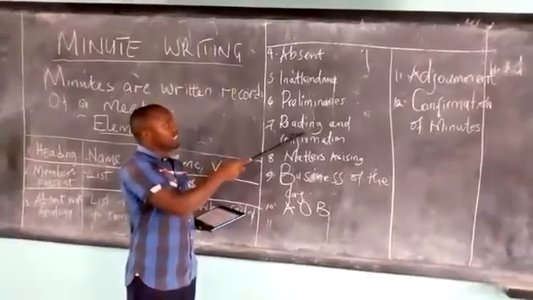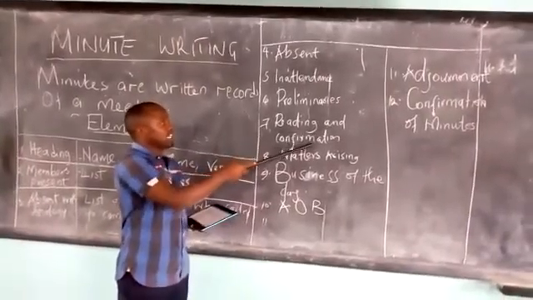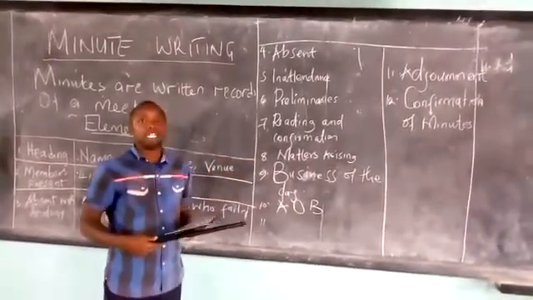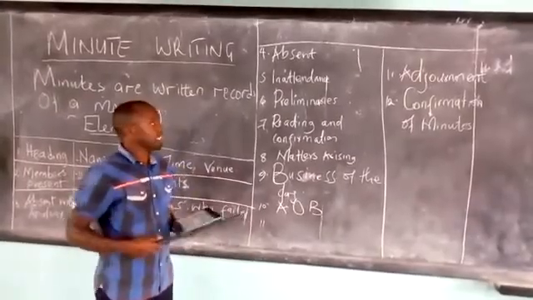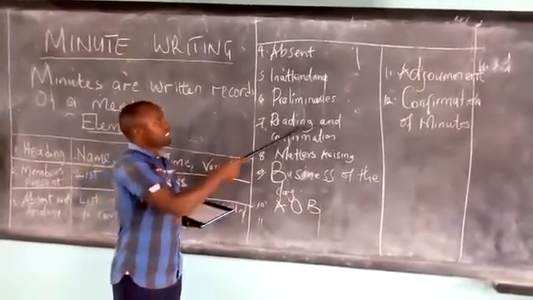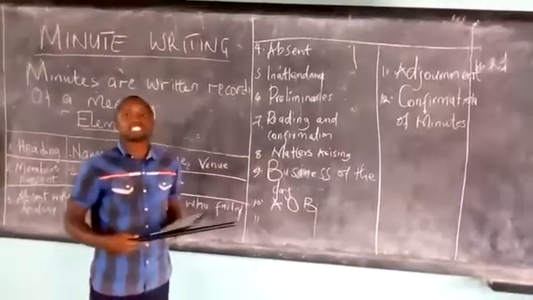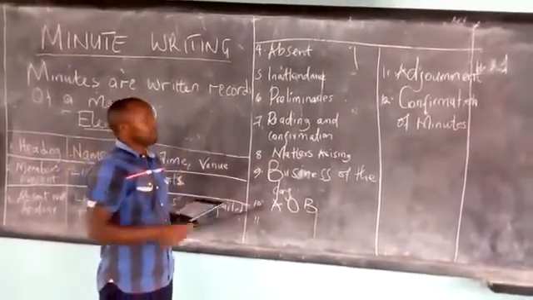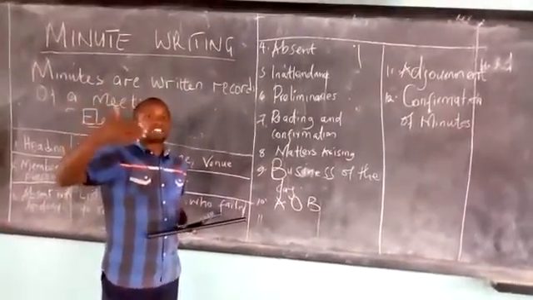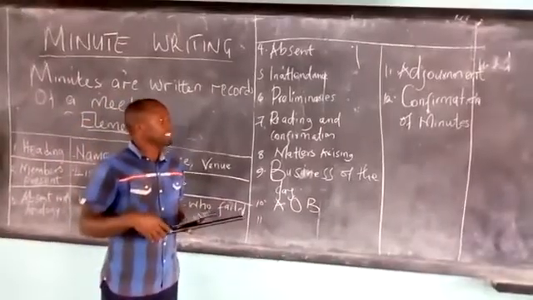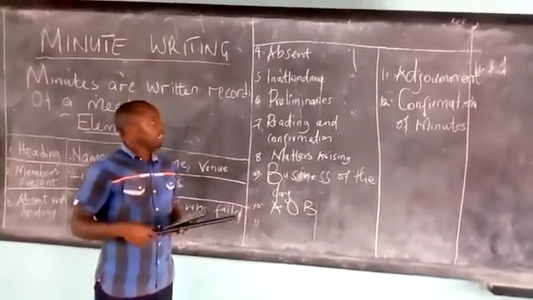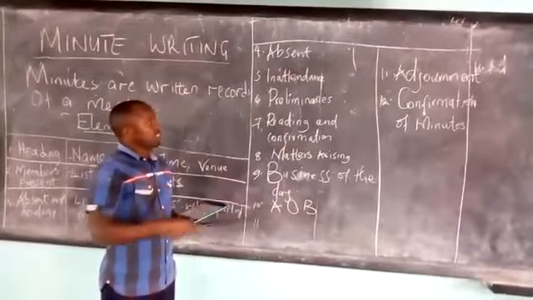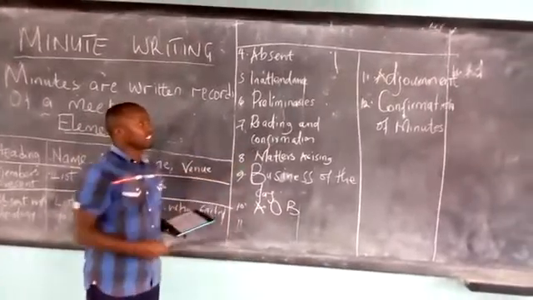After that, the next item is reading and confirming minutes of a previous meeting, and we capture that as reading and confirmation of previous minutes. Here, we just read the minutes that were there in the previous meeting, and this particularly is done by the secretary.